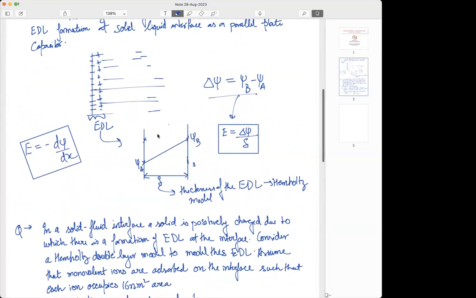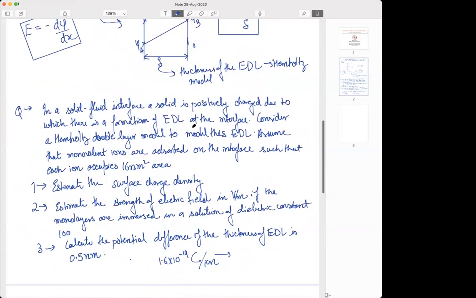So the correct thing is here. If it is negative, it is positive, so it should go from minus to plus. So this should be corrected to this, so that the negative sign will not be there, if delta phi is defined like this. Okay, sir, let me correct it.